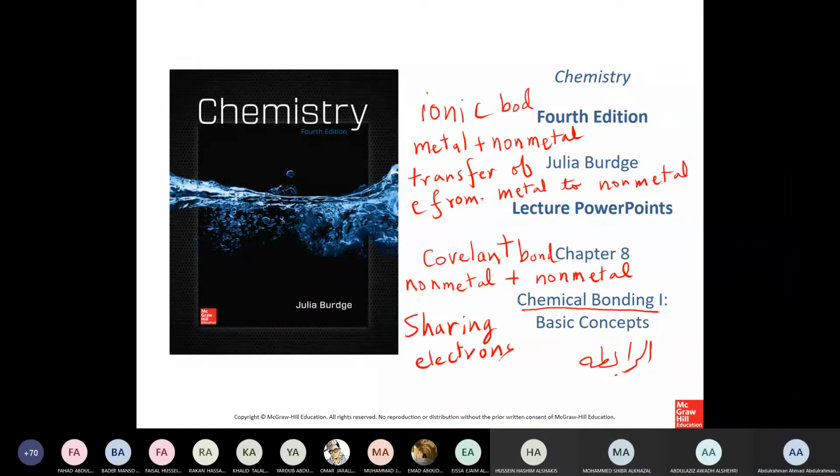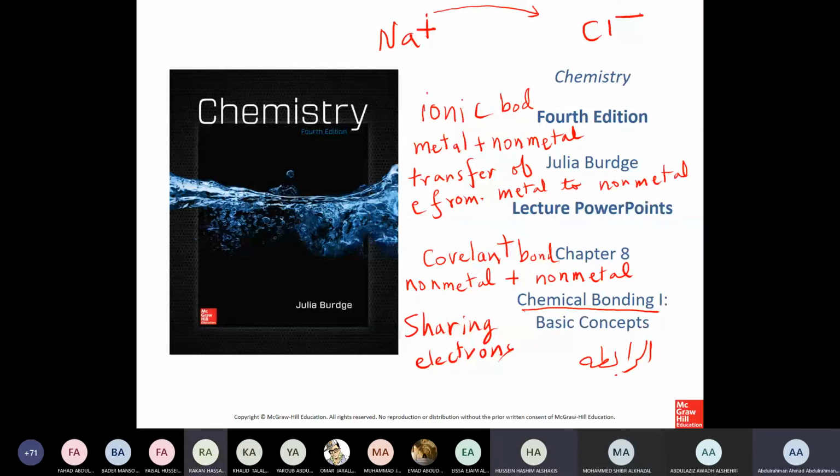All right, and that's why in ionic bonding, like if you have NaCl, Na and Cl, one electron will be lost. This electron goes away from sodium to chlorine. When it goes away, what will happen to sodium? It will be sodium plus. And if you give the electron to chlorine, what will be the charge of chlorine? Minus.